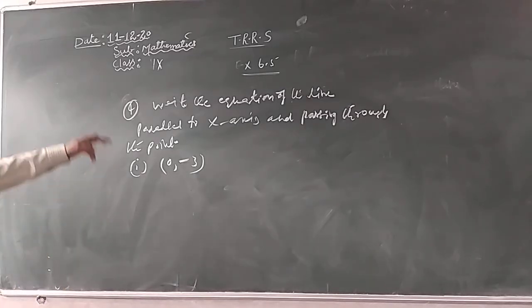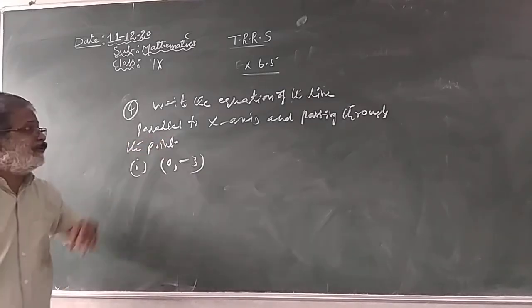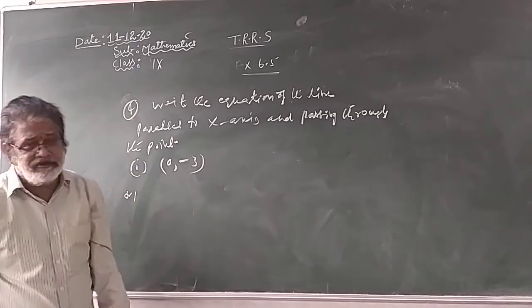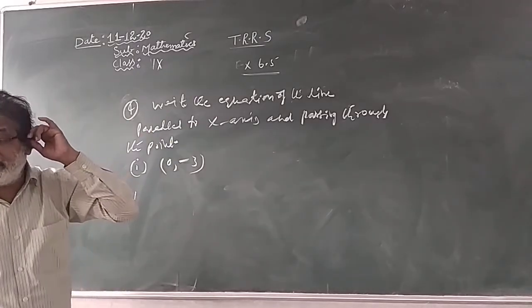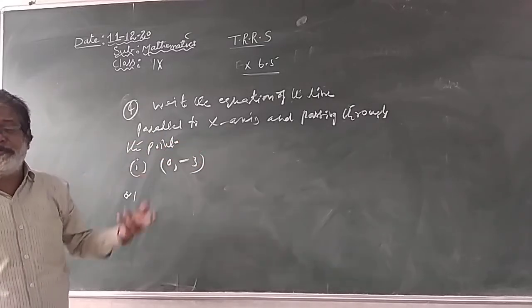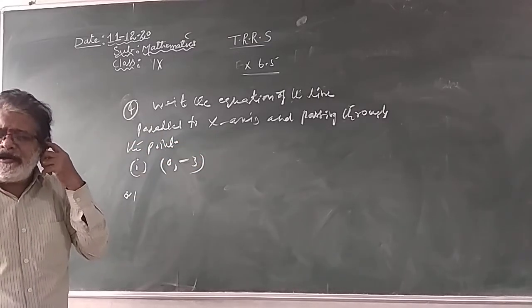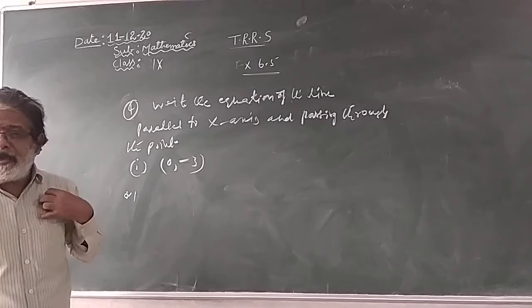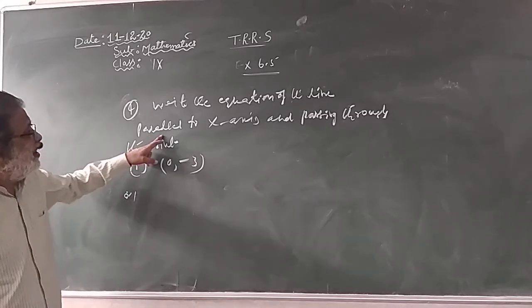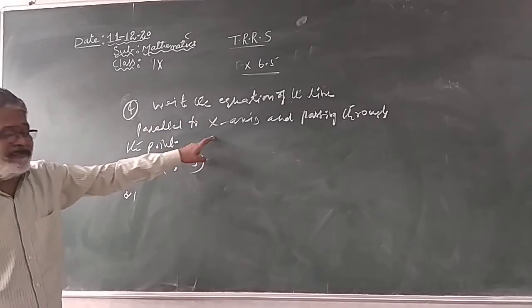What is the question here? Write the equation of the line parallel to x axis. We know, just now before starting the exercise, I gave the concept. What is the line parallel to x axis? Y is equal to k. The equation of the line parallel to y axis is x equal to k. Parallel to x axis is y is equal to k. Parallel to y axis is x equal to k.